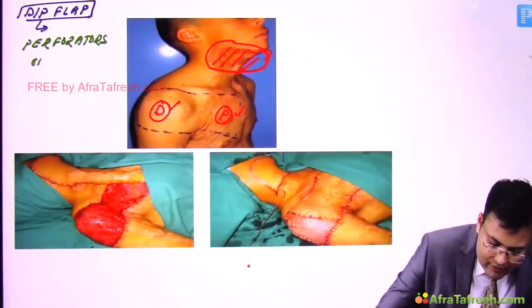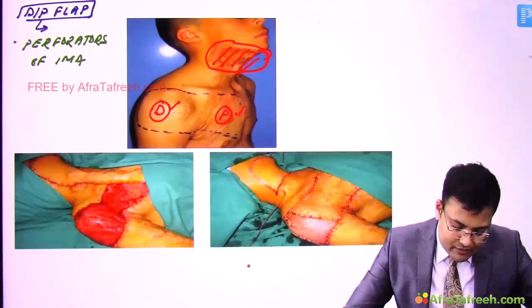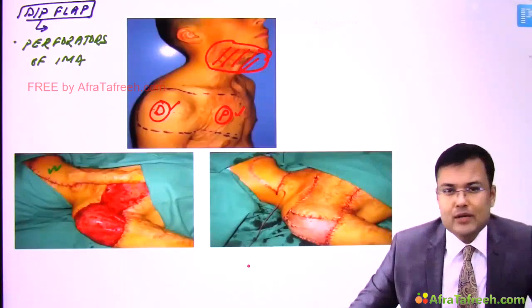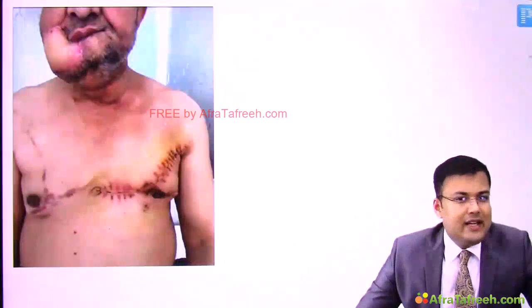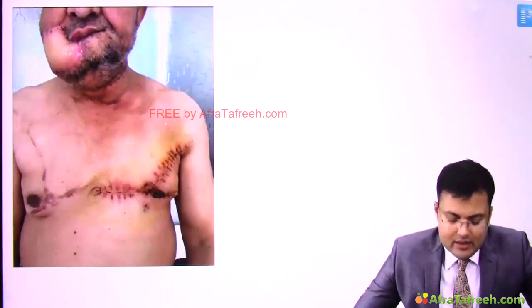Perforators of internal mammary artery. Clear? So here you can see we have taken this graft, so we are going to cover the defect and it is being closed. So this is deltopectoral flap. Now this was an image based question in one of the AIIMS exam, right? See what is done here.